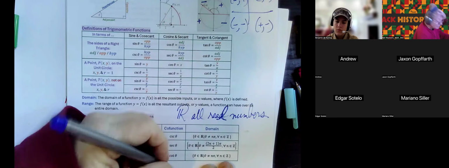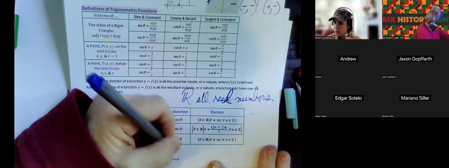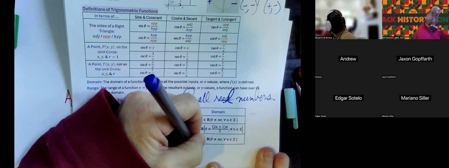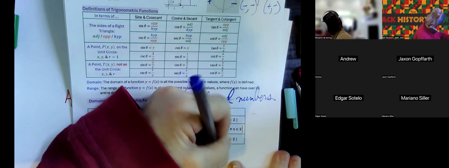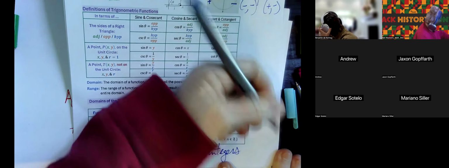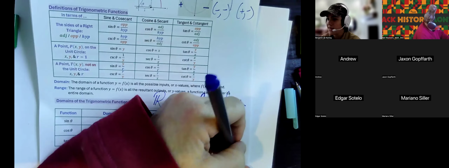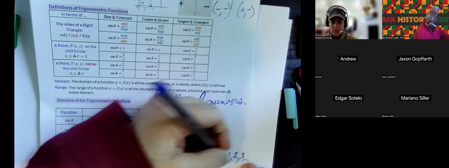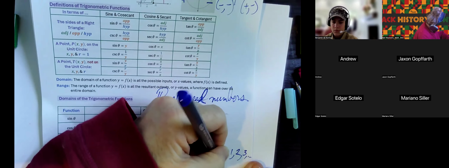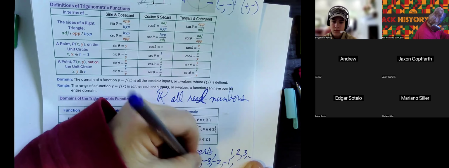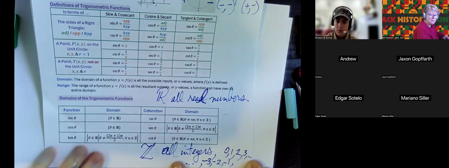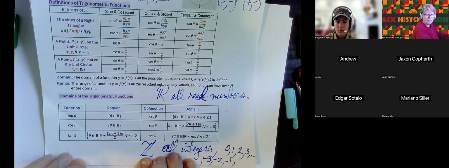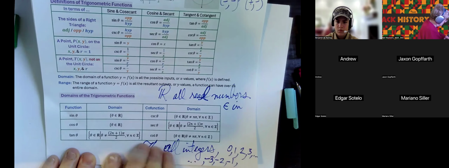Z with the double bar, which we're going to see in just a sec, is all integers. And just to remember, integers are all of the counting numbers, all the negative counting numbers, and 0. And that symbol epsilon just means "in." Groovy.